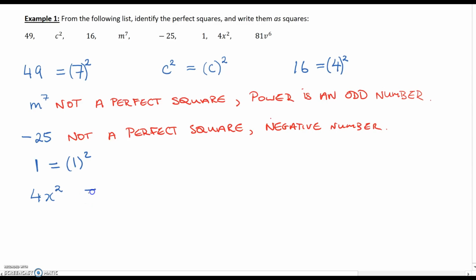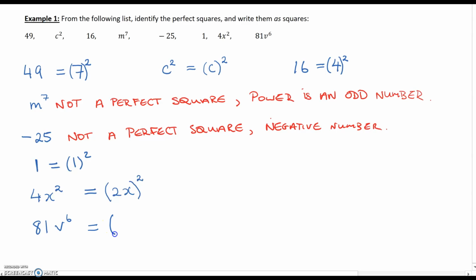So the way you write this one, when it's a combination of a number and a variable, is you put the combination inside parentheses, 2x, and put the power on the outside. So it's going to be (2x) squared. And then we're going to do something similar with the last one, 81v to the power of 6.